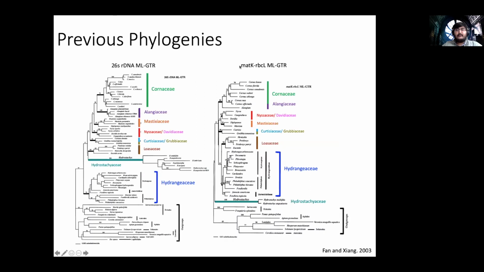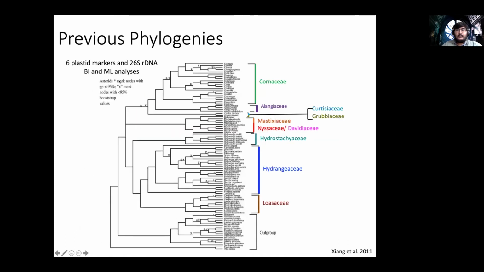Looking at previous studies of the group, Fan and Zhang in 2003 produced phylogenies of the group with a few markers and got conflicting results on the placement of Hydrostachyaceae. Here you can see that the Hydrostachyaceae is placed within the Cornales, and here it's placed sister to the rest of the Cornales. Additionally, these trees, although you can't see it, are not very well supported. Then in 2011, Zhang et al. published another study with additional markers, and this time with better support. However, the tree was not fully resolved.